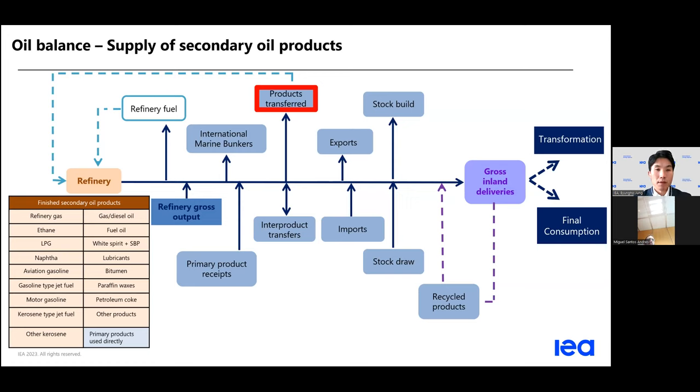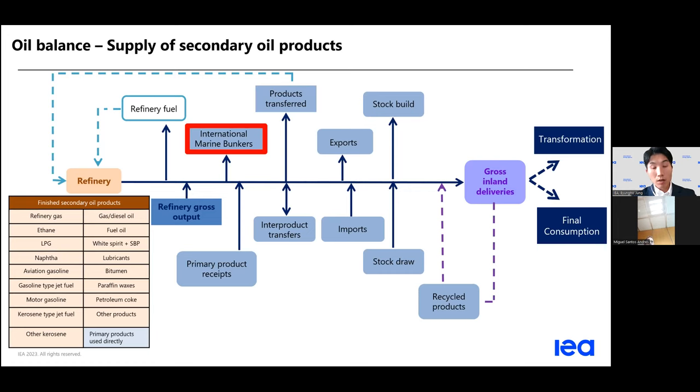This is the product transfer that I mentioned earlier. As we see here, this portion is discounted from this balance, and this dotted arrow leads this portion to go back to the refinery process again. Primary product resids, again, one good example is the biogasoline that is blended into the non-bio motor gasoline. And there could be some recycled products in the country.